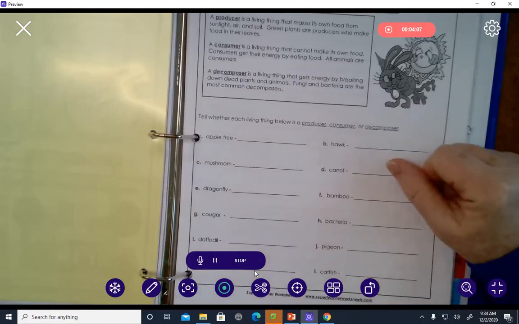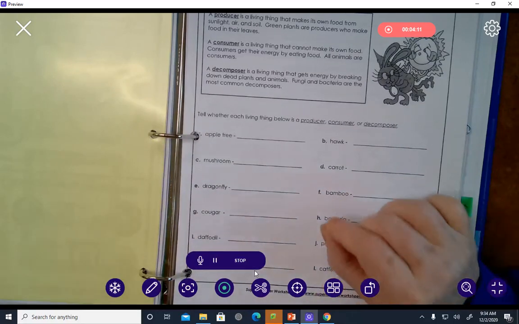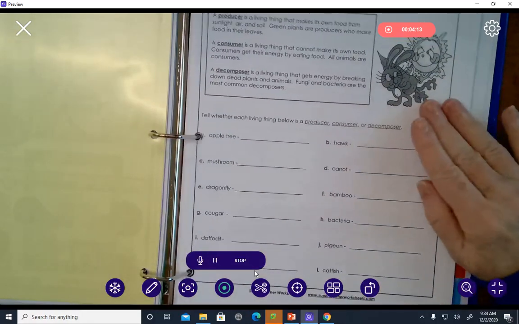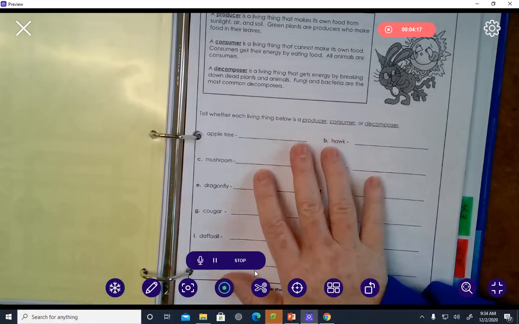So that's all you have to do today. Make sure you watch that little 4-minute video and do this worksheet and copy those notes. That should take you maybe about 15 minutes, maybe depending on how easy you find this paper.